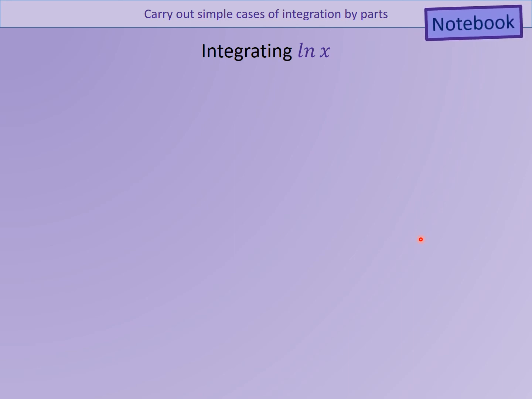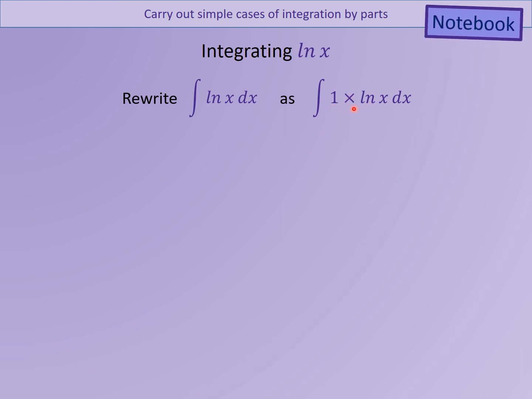Now what we're going to do is do something a bit weird. I'm going to write ln x as 1 times ln x. So instead of writing just ln x, I'm going to write it as 1 times ln x, which seems a bit weird because it is the same thing, of course. 1 times ln x is just ln x. But the reason why I'm writing it like that is I can now use integration by parts. So it's a bit of a special case. It's a special case for ln x. I'm going to use integration by parts.